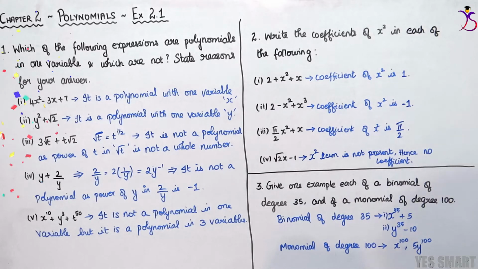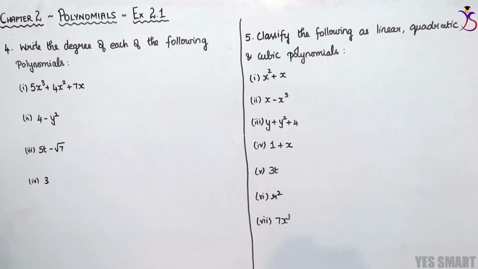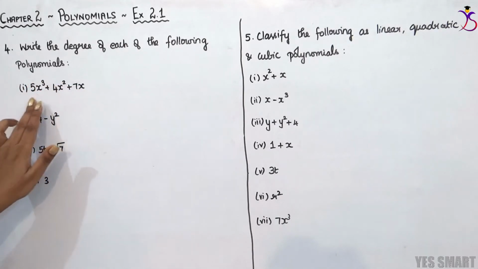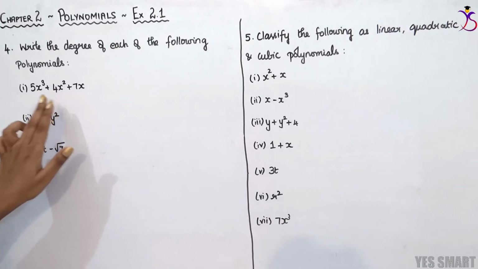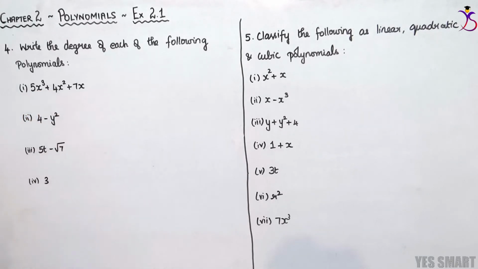Now let's discuss the fourth sum. Write the degree of each of the following polynomials. We are supposed to write the degree of every expression. In the first subdivision, we have 5x cubed plus 4x square plus 7x. On observing, the highest power is present in the first term, that is power 3.